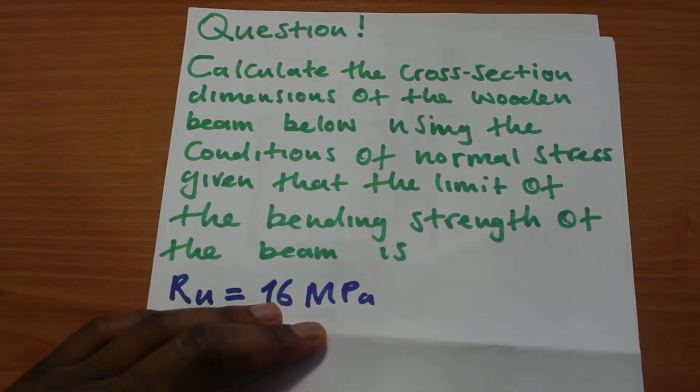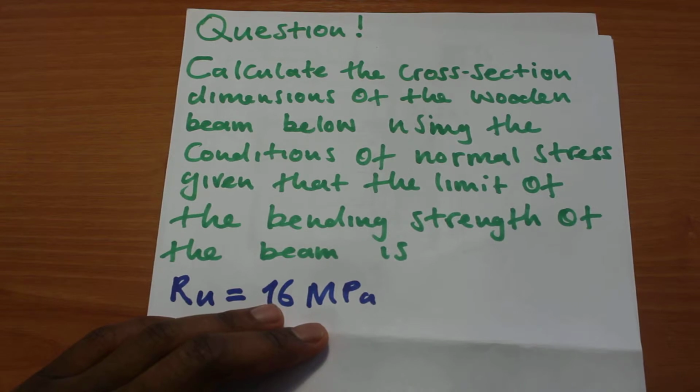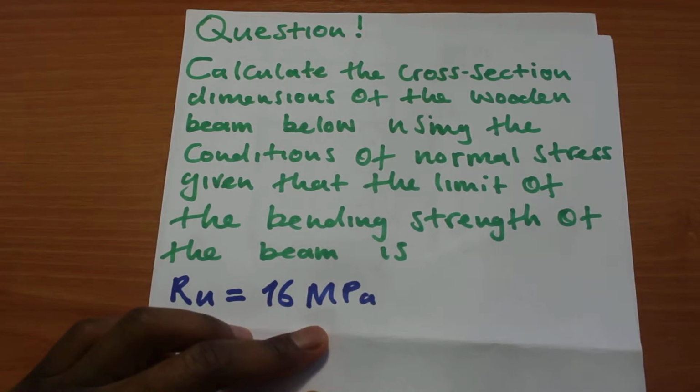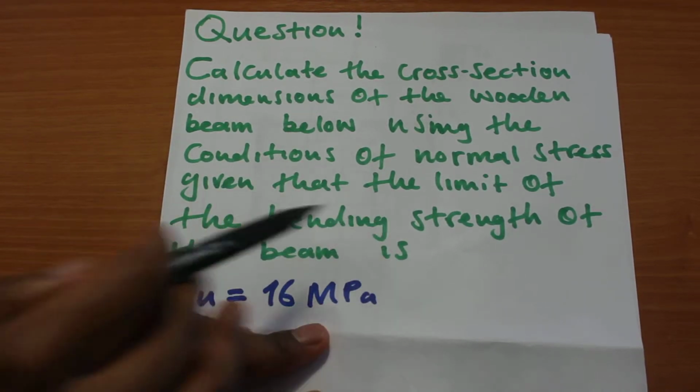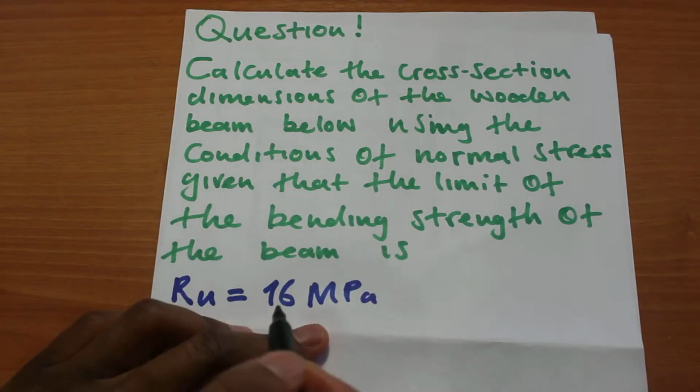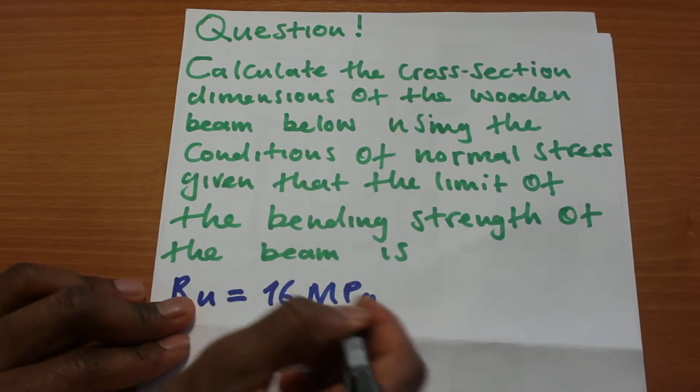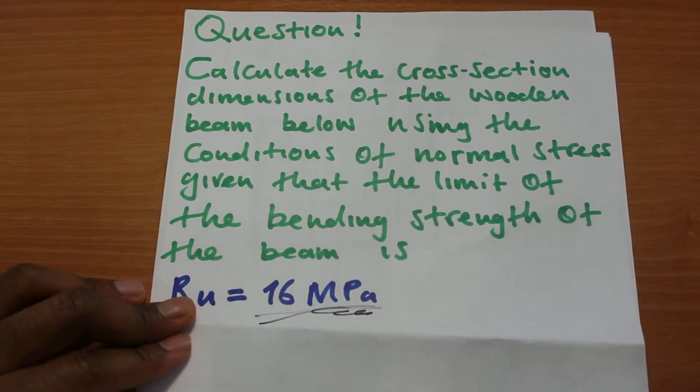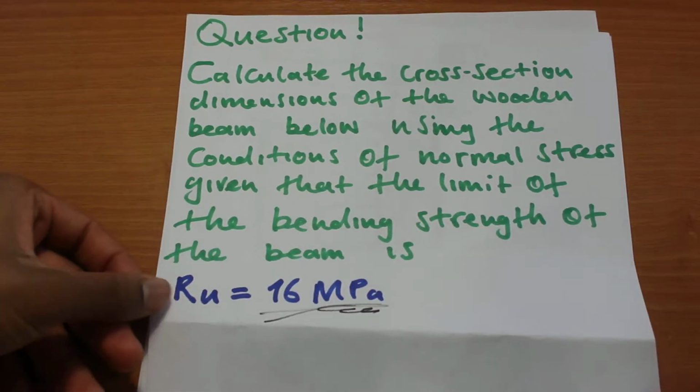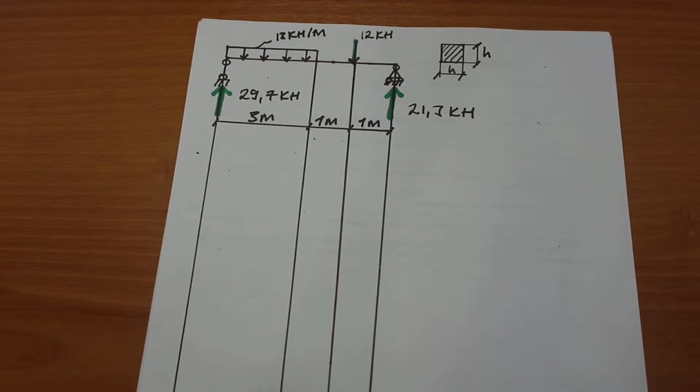It reads as follows. Calculate the cross-section dimensions of the wooden beam below using the conditions of normal stress, given that the limit of the bending strength of the beam is 16 megapascals. So this is our limit of the bending strength. So today, what will we be dealing with?